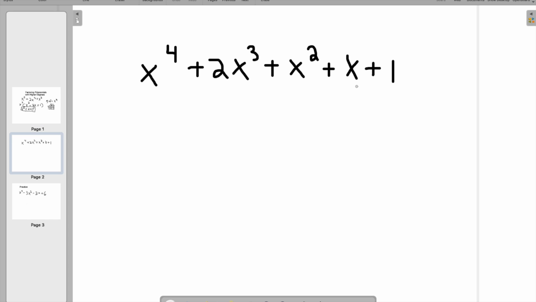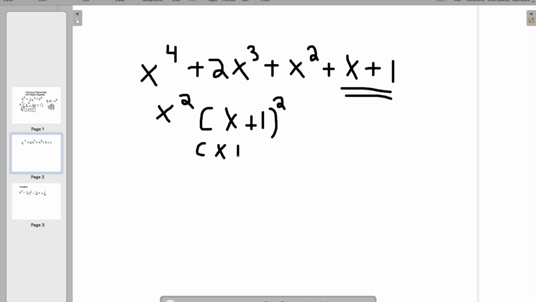Okay, so in my next example, I added plus x plus 1. And so I'm just going to write what we got before. So x squared times x plus 1 squared. Okay, so now we have to factor x plus 1, but first I'm going to expand x plus 1, actually not expand, but write x plus 1 times x plus 1. This gives a clearer example.